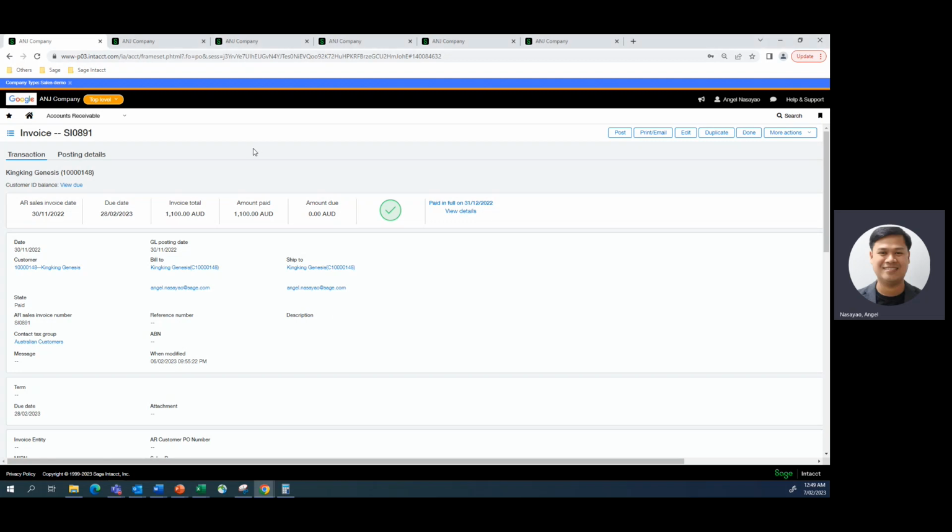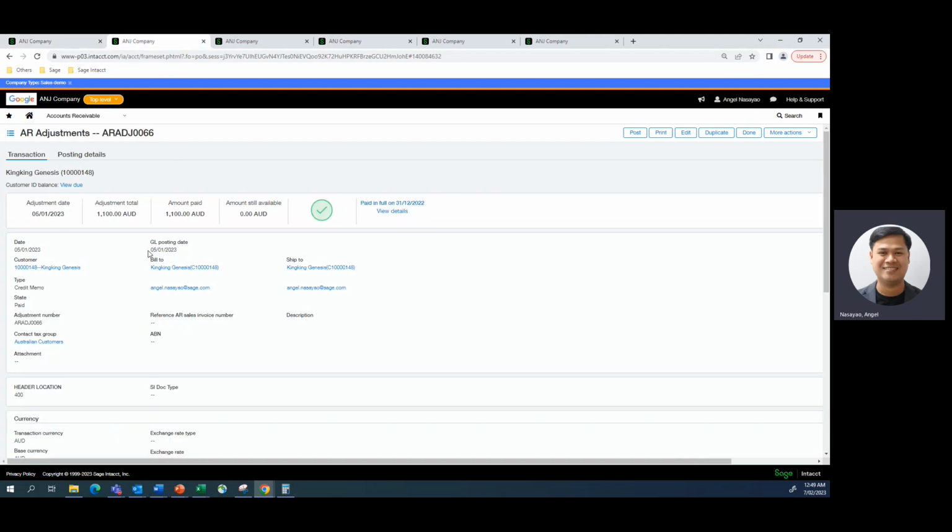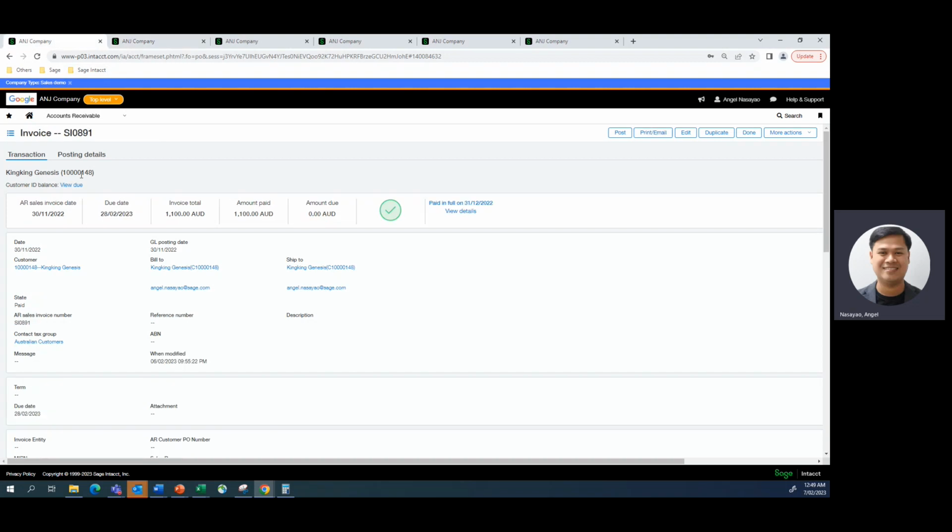All right, so the first instance is the credit memo that is being applied to an AR invoice. In this situation, the credit memo may be bearing a date after the AR invoice date. So in our example here, you have the credit memo, which is dated the 5th of January, while the invoice is actually dated 30th of November.